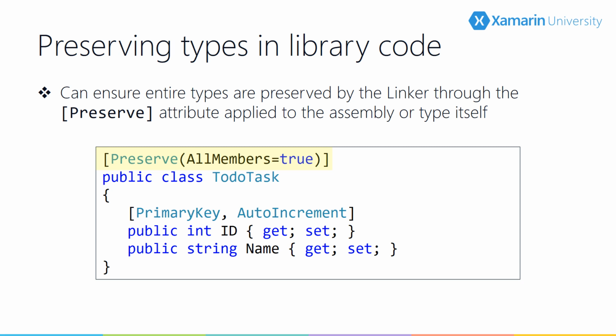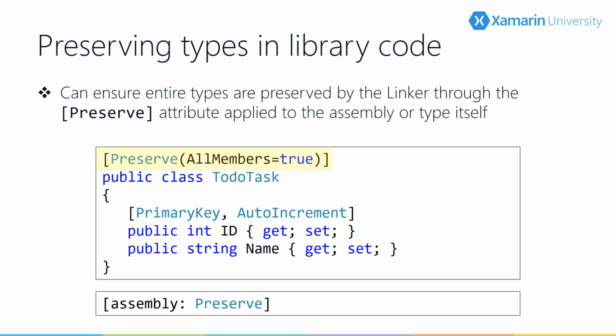And this is what has been done to critical types in the SDK assemblies. The linker interprets this attribute to mean the type must always be included. Now, when you apply it to a class, you can also set a property, all members, to have it preserve not only the type, but all the fields, all the methods, and all the properties. Now, if you want to preserve the entire assembly, maybe it's a core data assembly, you can simply put the attribute on the assembly itself as shown here.